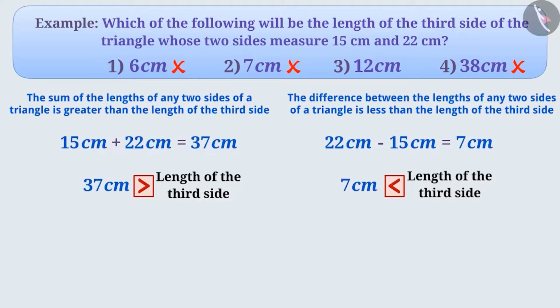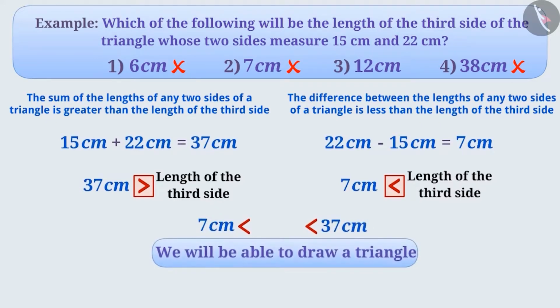As you know, the length of the third side should be more than the difference but less than the sum of the lengths of the two sides. Therefore, if the length of the third side is more than 7 cm but less than 37 cm, only then we'll be able to form a triangle. In option 3, we are given the length of the third side of the triangle as 12 cm. Since 12 cm is more than 7 cm but less than 37 cm, we will be able to form a triangle with these lengths. That is, the correct answer to the given question is option 3.